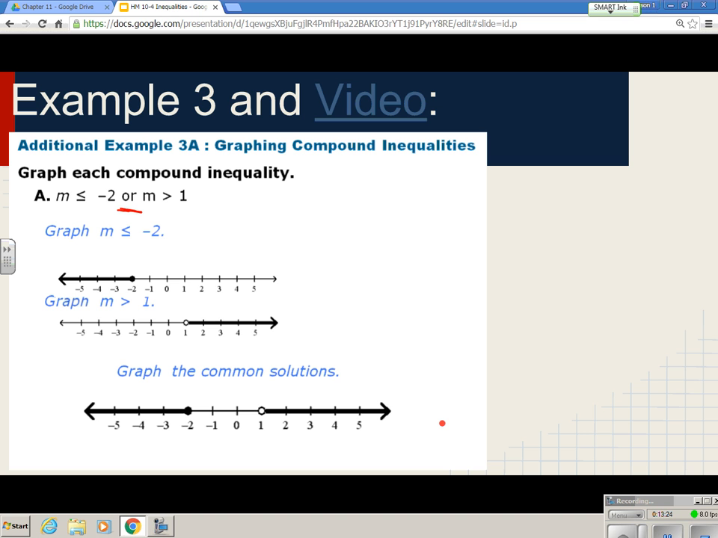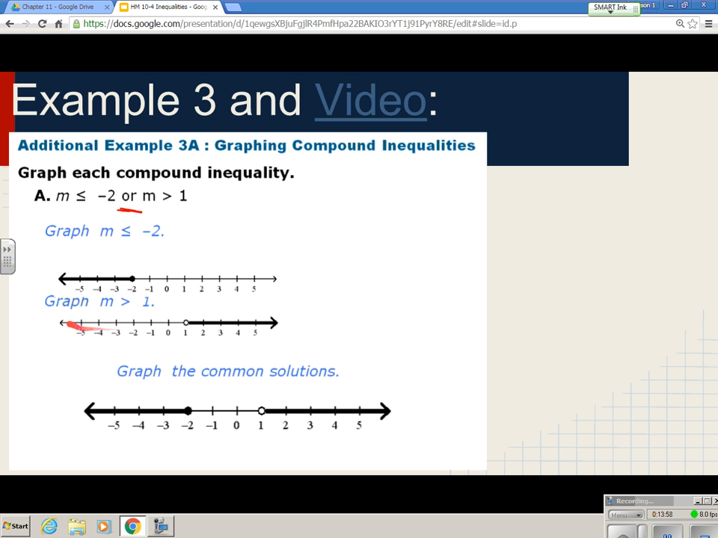So the first thing we want to do is just graph the first part, which is m is less than or equal to -2. Because it's a less than or equal to, we have to fill in the full circle and put it at -2. And m is less, so the arrow points to the left. Now, we can put these on the same graph. I just did these separately so that you can see that next is m is greater than 1. So we put an open circle at 1 because it doesn't have an equal to sign. M is on the greater side, so it's going to go on the greater side.